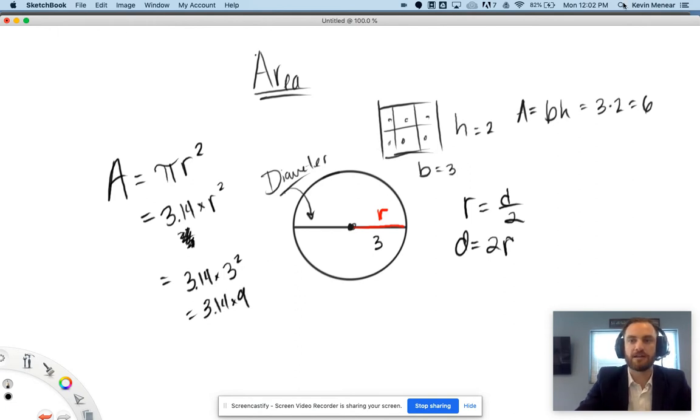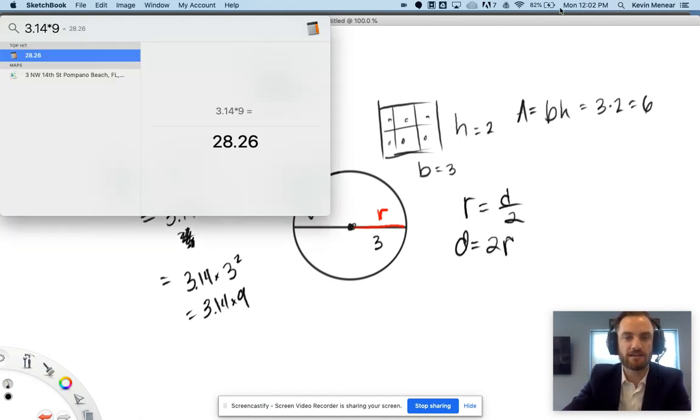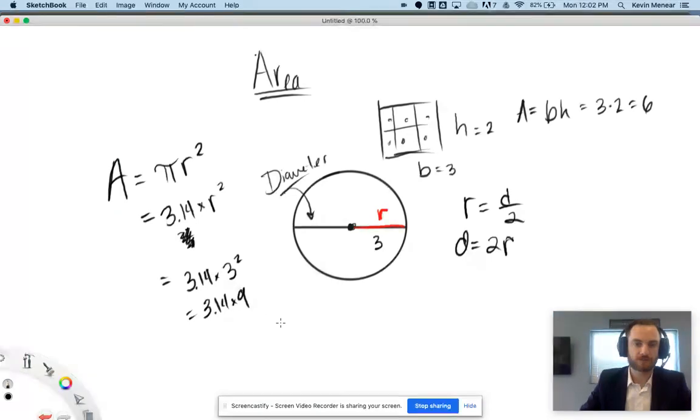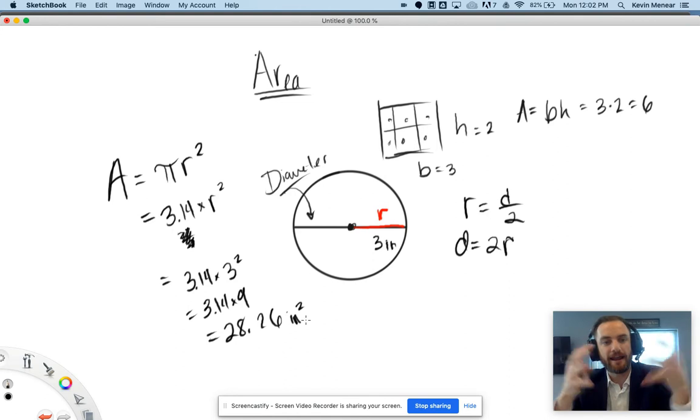Okay, if I use my handy dandy calculator here, 3.14 times 9 is about 28.26. So the area of this circle is going to be 28.26. Now, I haven't talked at all about units, but if I say that this is 3 inches, then the area is always going to be in units squared. So I would say the area of that would be 28.26 square inches, or 28.26 inches squared. Both of those are appropriate. So that's it. That's how you find the area of a circle.